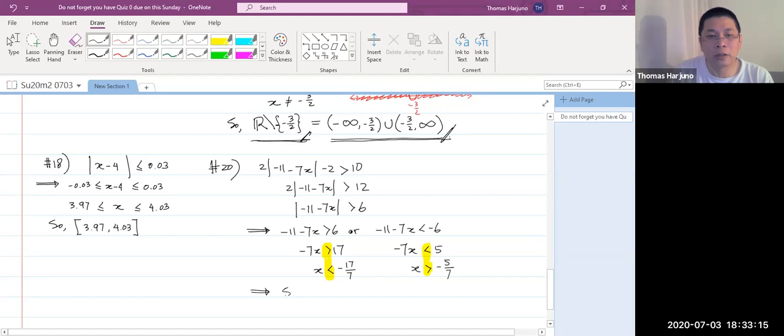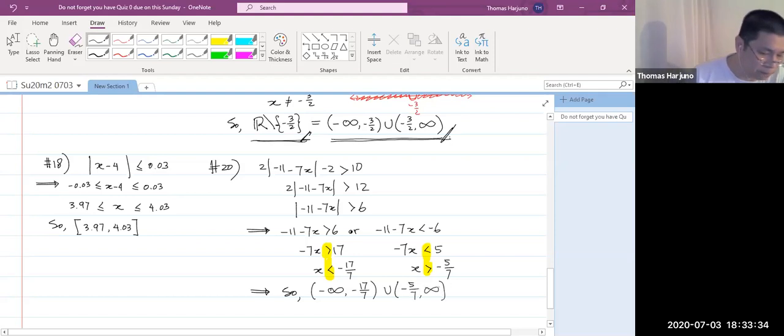So the final answer is either x is to the left of negative 17 over 7, which means this is the interval notation, union to the right of negative 5 over 7. That's the interval notation.